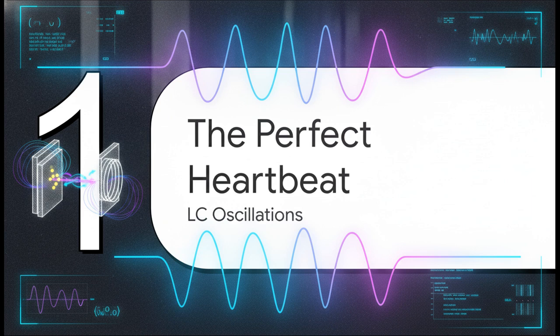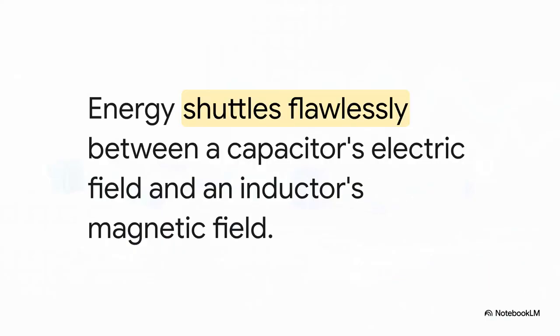To really wrap our heads around this, we have to start with a purely theoretical, frictionless setup, the ideal LC circuit. That just means a system with only two components, a capacitor storing electrical energy and an inductor storing magnetic energy. The crucial thing here is this endless shuttling of energy back and forth. It represents a perfect electromagnetic heartbeat.